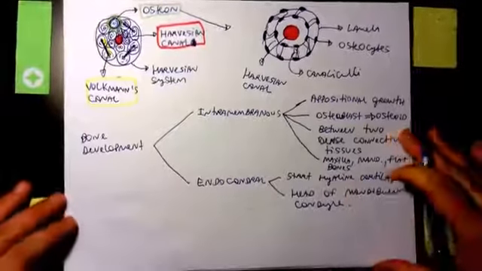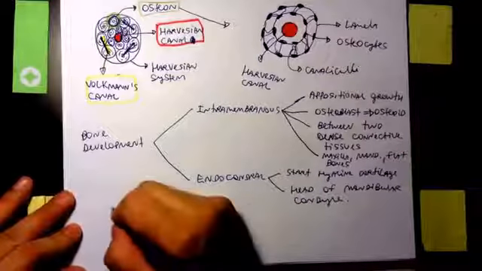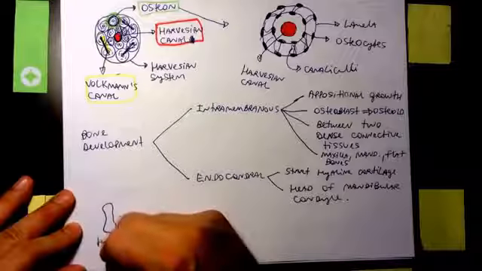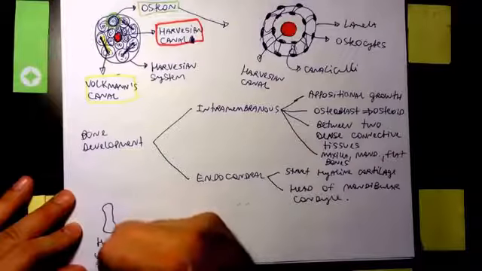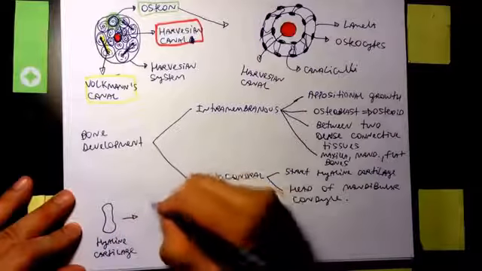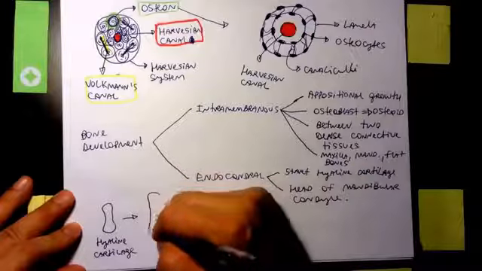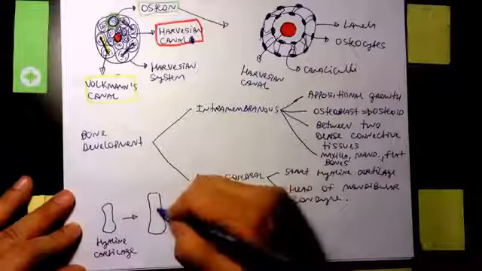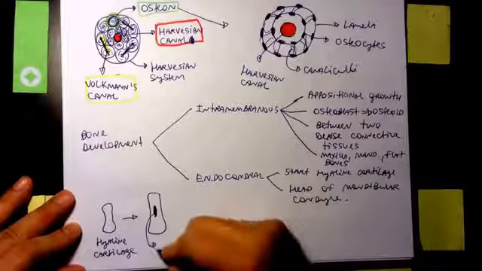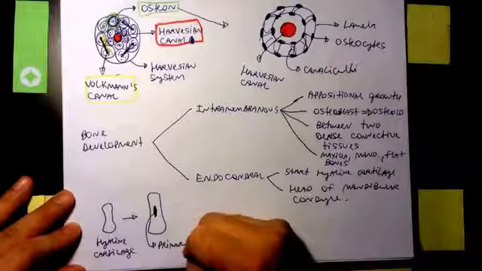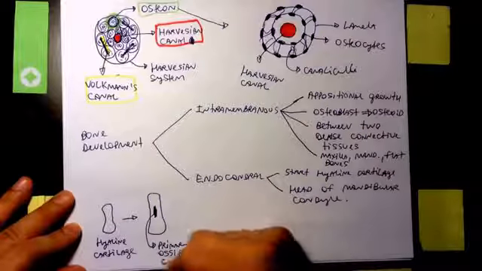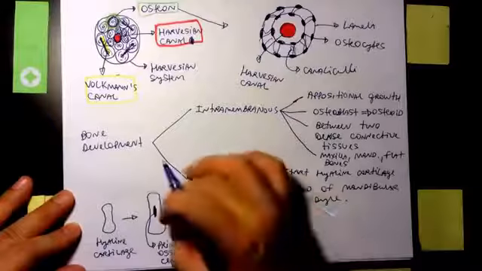Okay, and now you're going to draw. So you have your hyaline cartilage over here. That's a hyaline cartilage, which is going to serve as a model. This is going to start to grow. And here in the middle is going to appear a structure called the primary ossification center. It's where you're going to start, right in the middle.